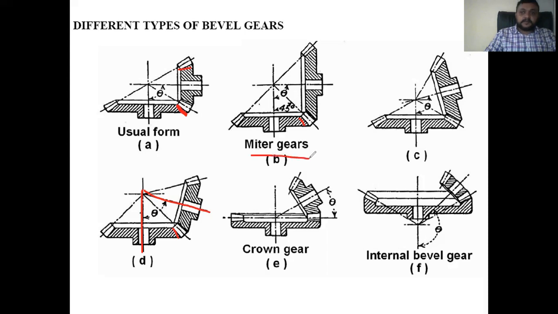Then the miter gear at 90 degrees, just have to see. Even this one is the same, with theta P1 equal to theta P2 equal to 45 degrees. They are called miter gears, and crown gears for less than 90 degrees. And this is the type of the internal bevel gear. So this is about the different types of bevel gears used.